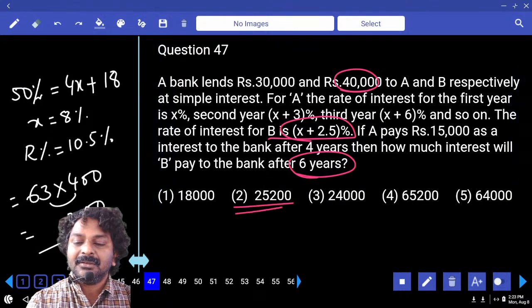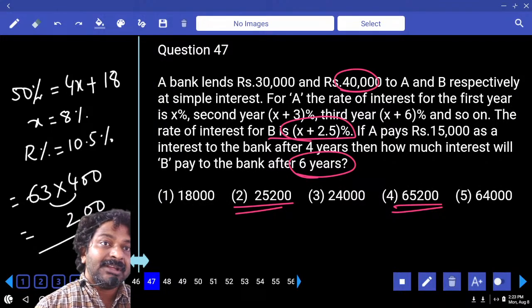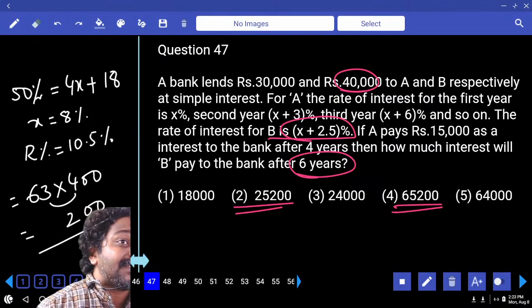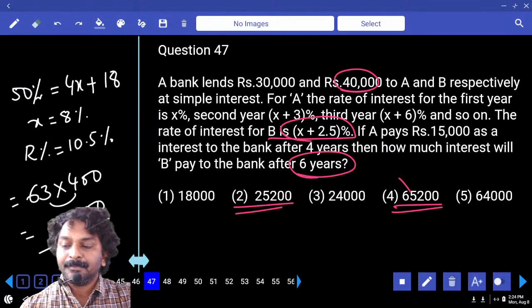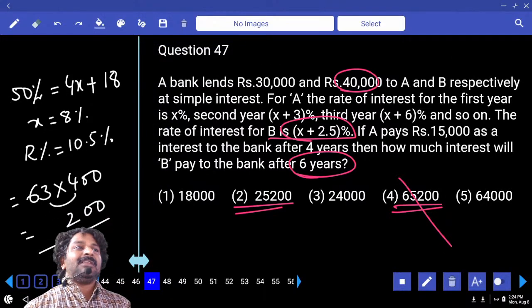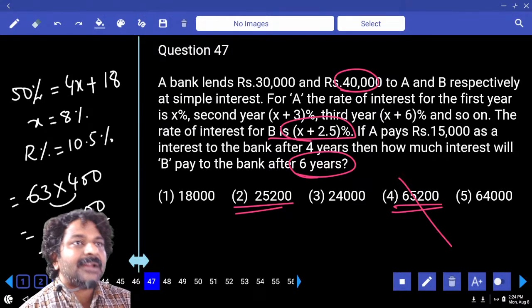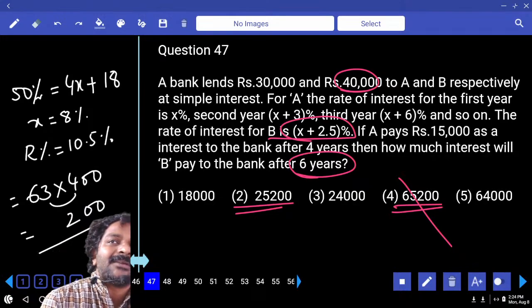How many options are there? 2 options are there. Where do you calculate, interest or amount? Interest only, correct? So the interest, you know, is 63%, which is a multiple of 9. Is the fourth option a multiple of 9? Though it is ending with 200, we can eliminate it. Otherwise, 63 four times: 63 double is 126, double is 252.